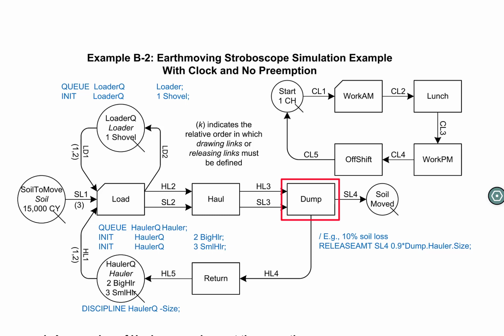Dump will also transfer the big hauler that it held through link HL4 to a new instance of activity return. At the end of that new instance of activity return, link HL5 will transfer the hauler, in this case a big hauler, to the Q hauler Q. That big hauler that enters the Q hauler Q will go to the back of the Q and join the rest of the haulers that are already there, if any.